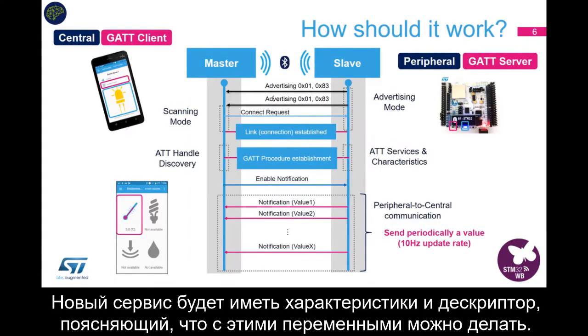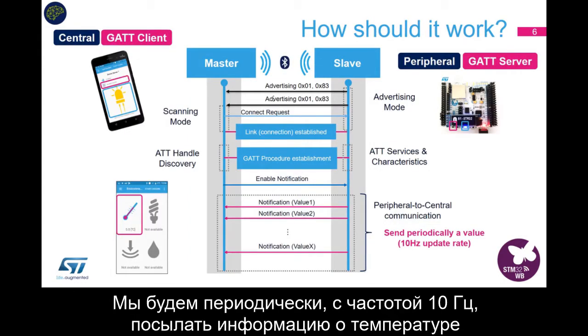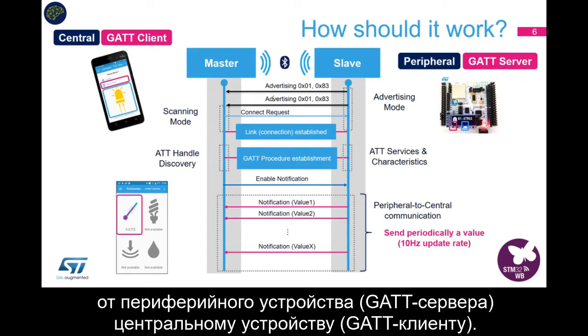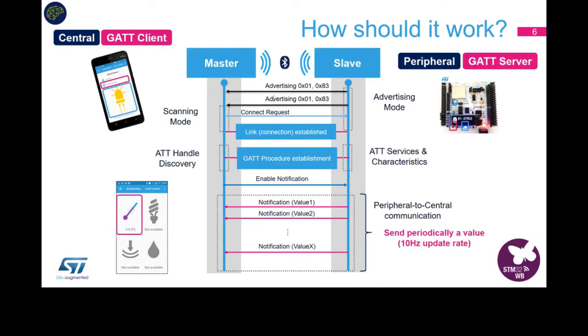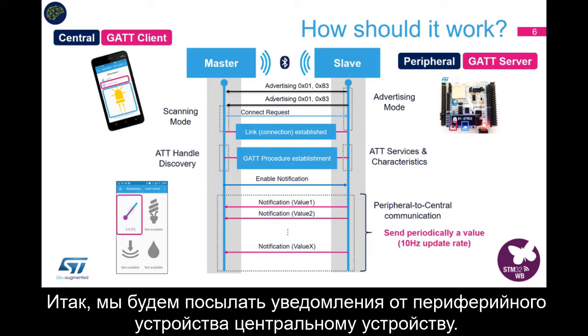So how it's going to work: we're going to send periodically a value at a 10 Hz update rate of temperature information from our peripheral, or GATT server, to our central, which is our GATT client, and the app running on our mobile phone. So we're going to send out notifications from our peripheral to our central device.